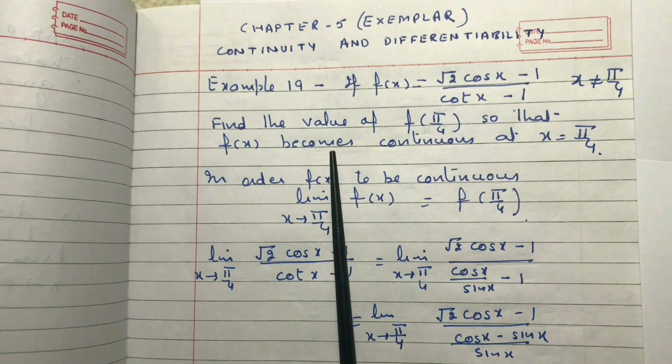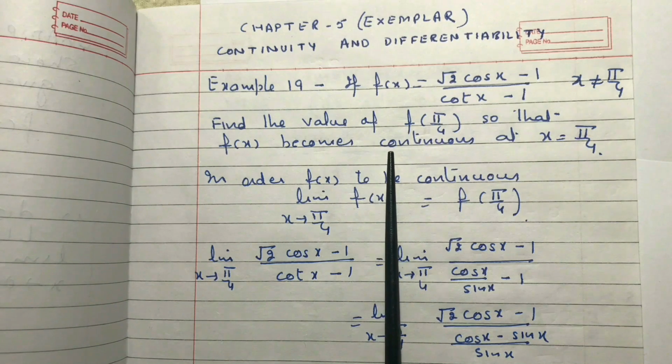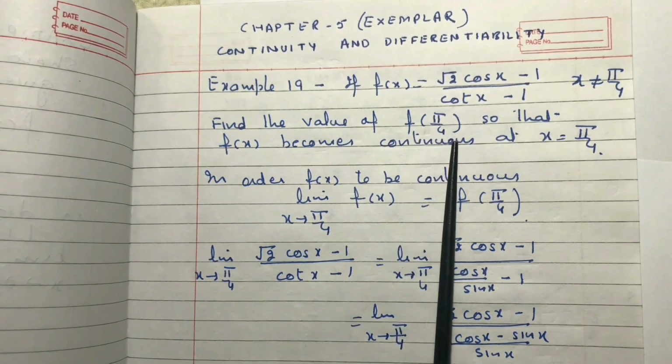In order for this function to be continuous, we know the limit of f(x) as x tends to pi by 4 should be equal to f(pi by 4). And here we are to find the value of f(pi by 4).